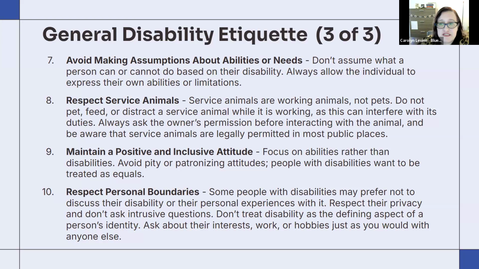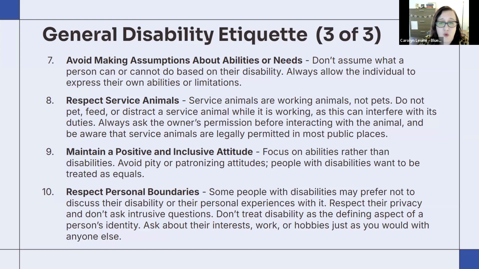Being respectful of service animals. So remember, service animals are working, they are not pets. We don't need to be petting them, feeding them, distracting them. Make sure you ask the owner's permission before you pet the animal. This is probably something you'll have to remind students of.